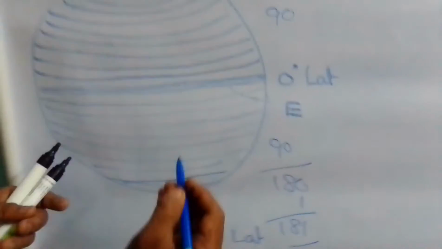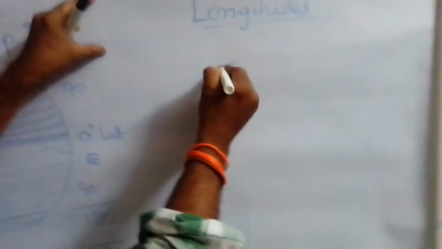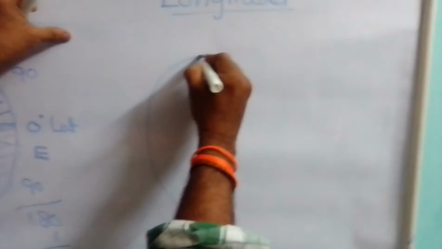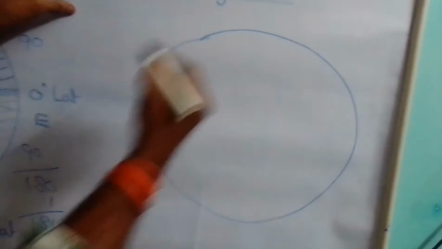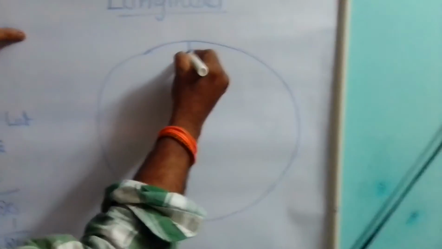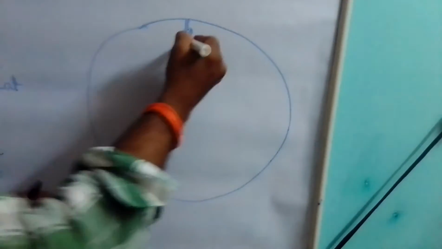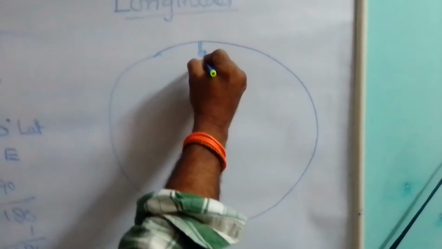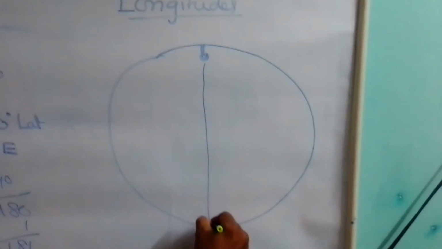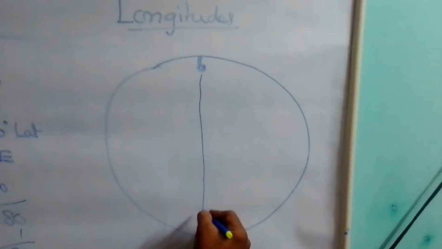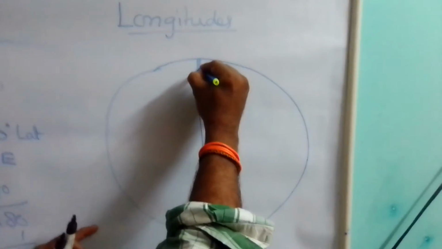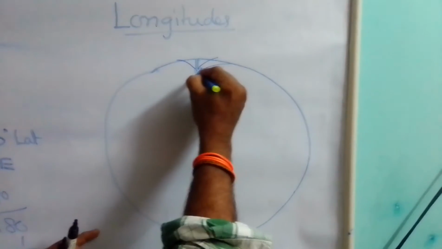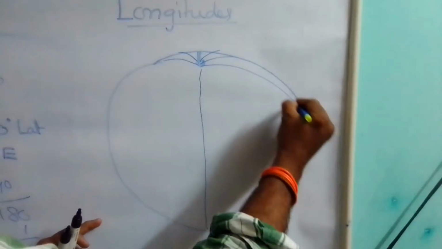And in the same way, suppose we draw the longitudes. So like latitudes, longitudes are also imaginary lines, whereas the latitudes are imaginary horizontal lines, longitudes are the imaginary vertical lines. Suppose this is the line that goes exactly through the middle of the globe, and from this line we are drawing the remaining lines.